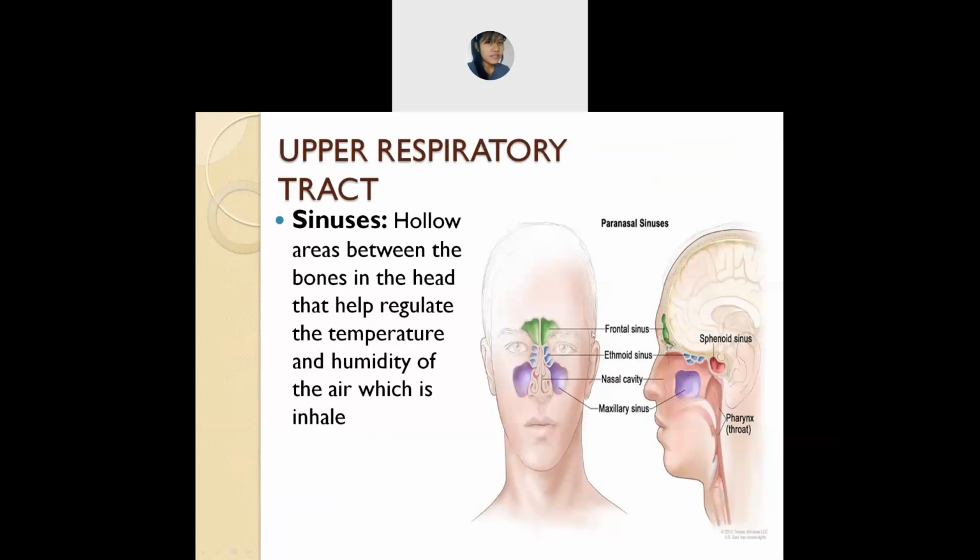Next is sinuses. So these are the sinuses that you will find in the upper respiratory tract. Frontal sinus, ethmoid sinus. Next is maxillary sinus. You'll find it on both sides, near your nose as well as your chin, this one, the cheek. Maxillary sinus. And next is sphenoid sinus. So these are the names of the sinuses that you will find in the upper respiratory tract.